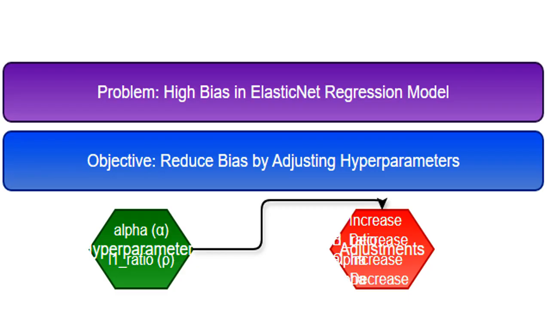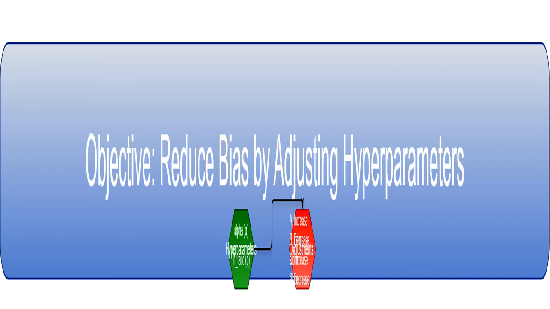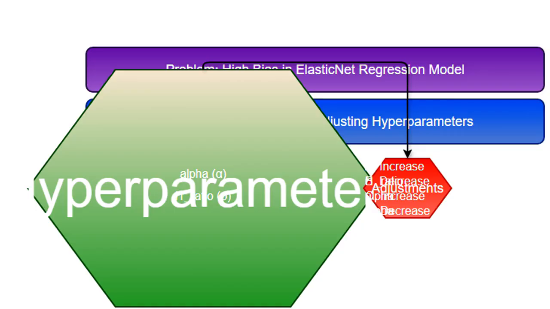I have a problem. My ElasticNet model is showing high bias, which means it's underfitting the data. I'm not capturing the data's complexity. That needs fixing. My goal is clear. I want to reduce the bias in my ElasticNet model. To accomplish this, I'll strategically tune its alpha and L1 ratio hyperparameters. These are the settings I can tweak to change how my model behaves. We'll focus on the two most important ones for this problem: alpha and L1 ratio.